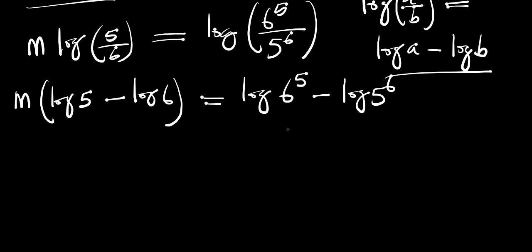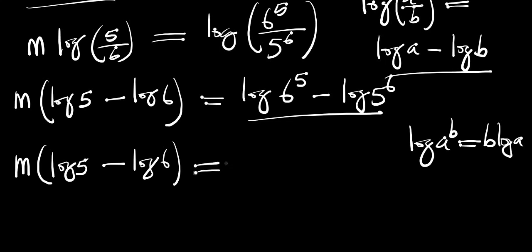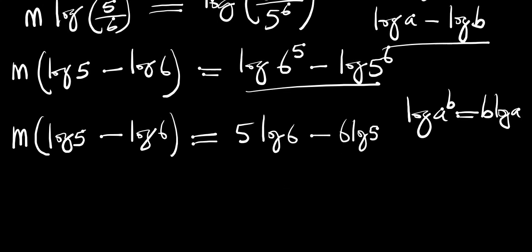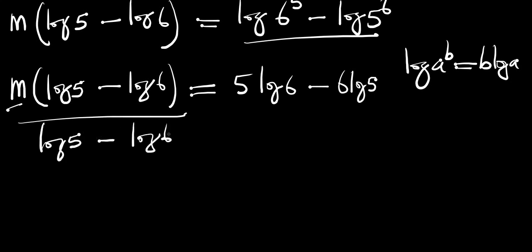So we go ahead. Now, in this other part, we can apply these laws of logarithm again. If you have log of a power b, this equals b times log of a. So that means we are going to have m into log of 5 minus log of 6. This equals 5 times log of 6 minus 6 times log of 5. So, in order to solve for m, we divide each part of this equation by log of 5 minus log of 6. And we do the same thing here, log of 5 minus log of 6.